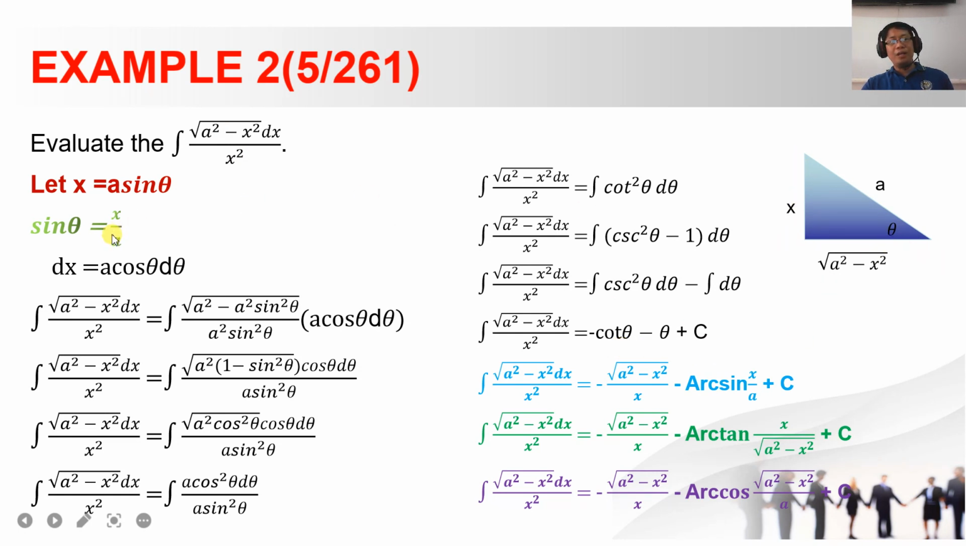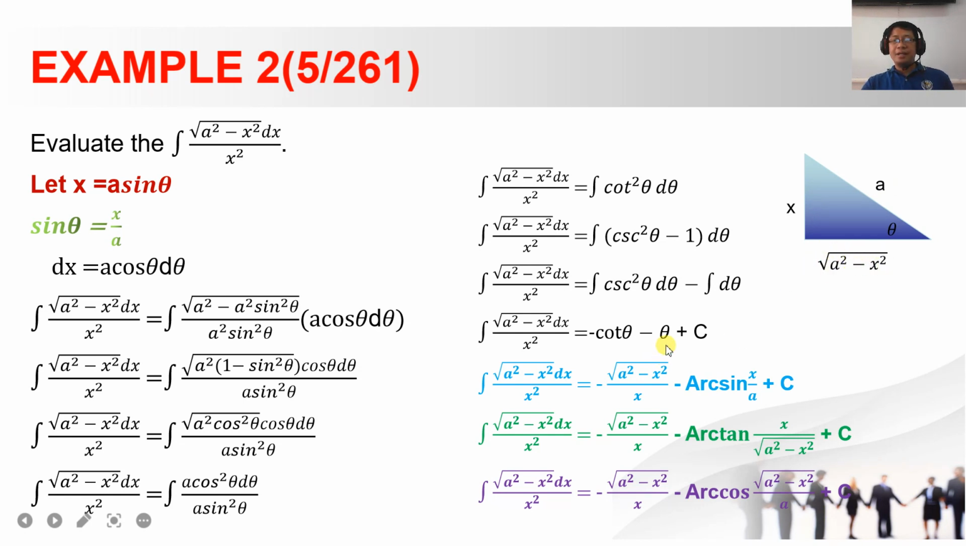So how do we use the triangle? We have sine theta equals x over a. It means, first place the reference angle theta. Sine theta is opposite over hypotenuse, so here you put x, and here the a, because it is opposite over hypotenuse. The remaining side can be computed using the Pythagorean theorem: a squared minus x squared, and the square root of that is the adjacent side.